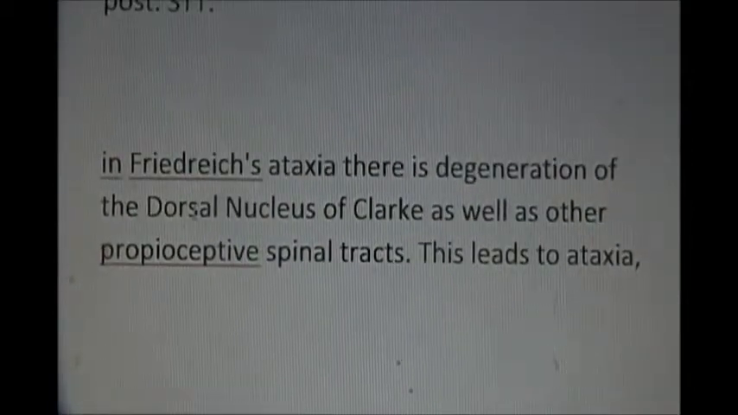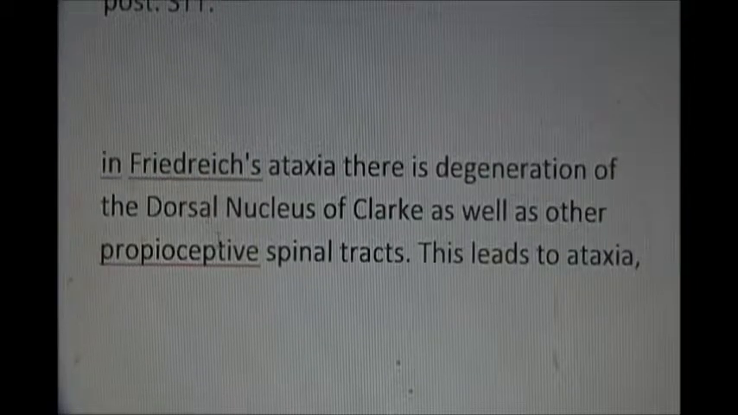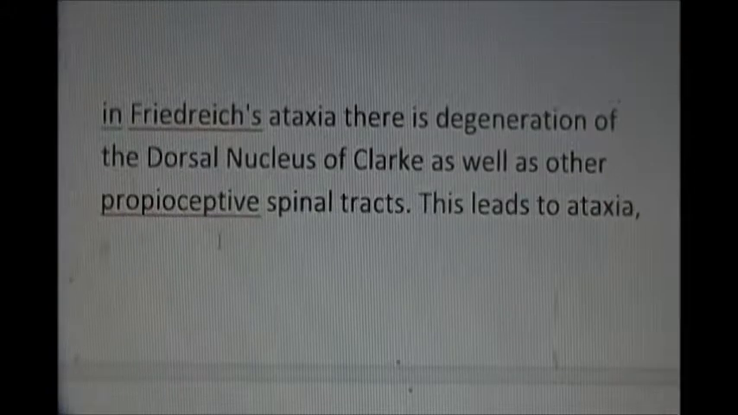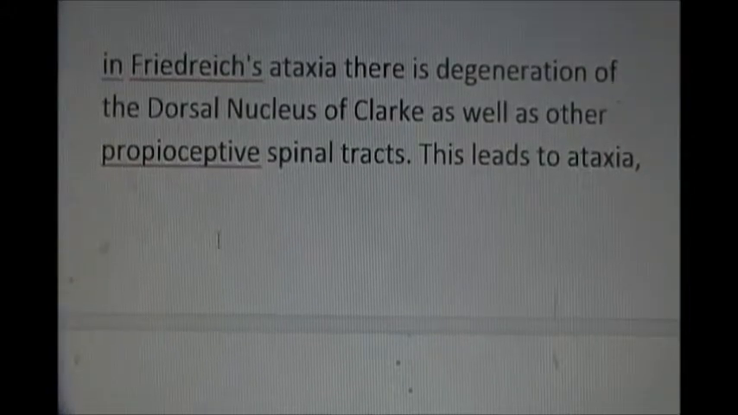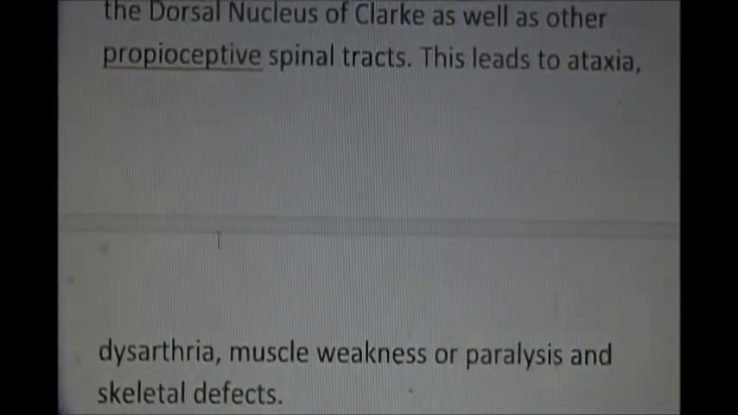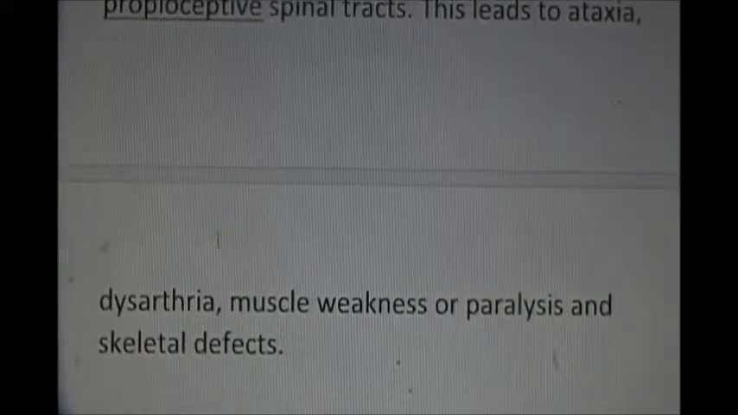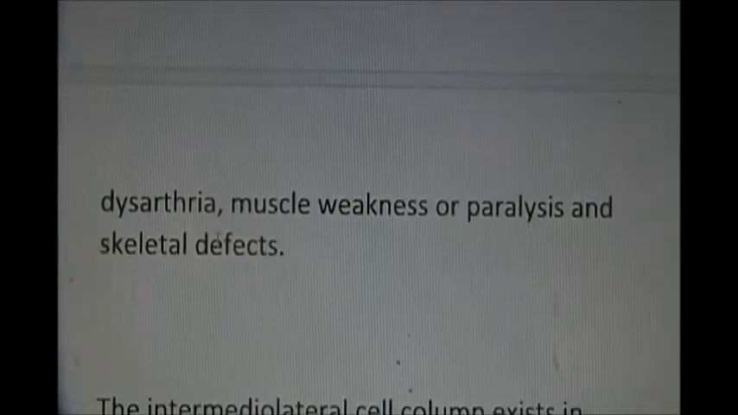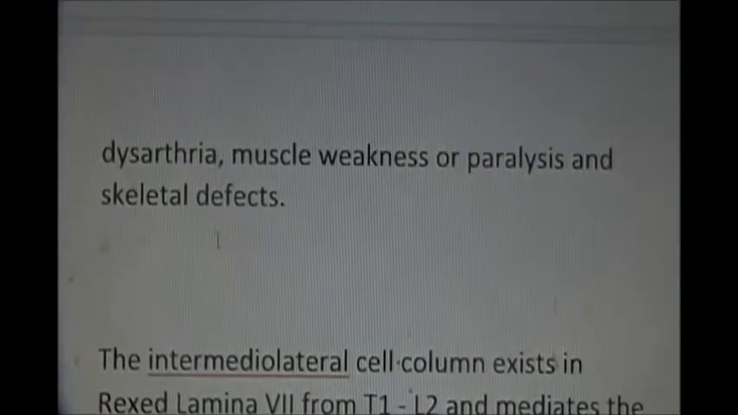In Friedreich ataxia, there is degeneration of the dorsal nucleus of Clark as well as other proprioceptive spinal tracts. This leads to ataxia, dysarthria, muscle weakness or paralysis, and skeletal deficits.